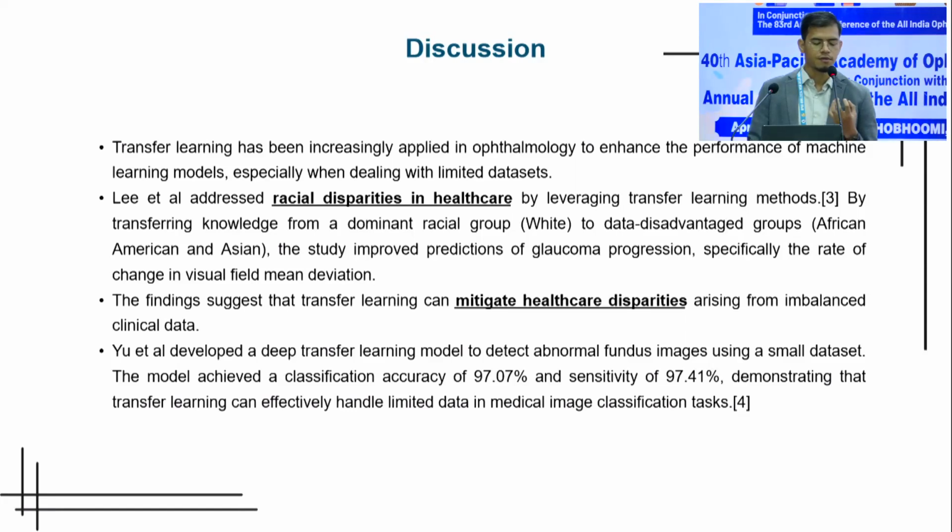In medical science, we can see that there can be racial disparities due to the data that we have. So transfer learning can be used for improving the predictions of ophthalmic diseases in a group that is disadvantaged due to the amount of data that is available. And this can be used from a data abundant group. These findings also tell us that limited data sets can be used to improve model predictions.